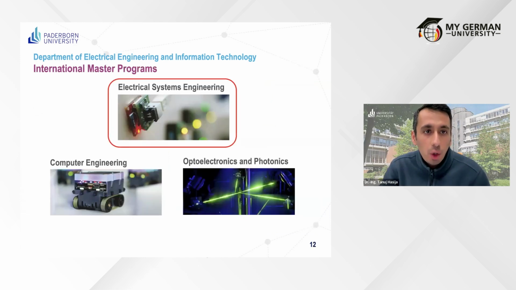Okay, so overall, the faculty offers 3 different international master programs, all offered in English: electrical systems engineering, computer engineering, and optoelectronics and photonics. In today's talk, I'm going to focus on electrical systems engineering. But if you have questions regarding the other English courses as well, I can also provide those details, or you can go to our university website and look at those related courses.